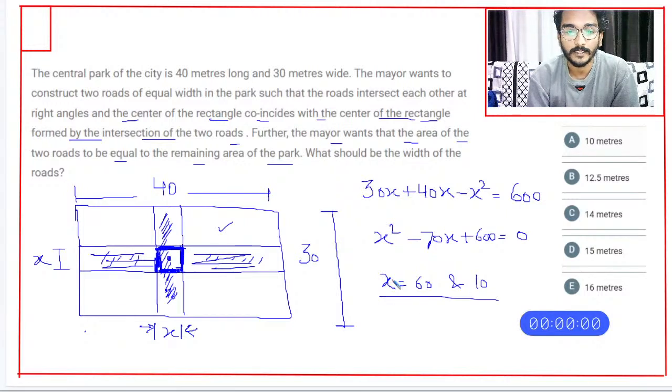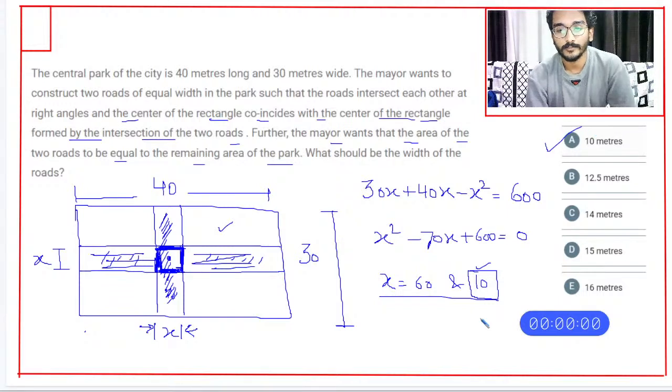So which one we will take? Of course, width must be less than 30. So this is the only option. Width must be less than 30. Yeah. So that's our answer for this question. I hope this is clear. Okay.